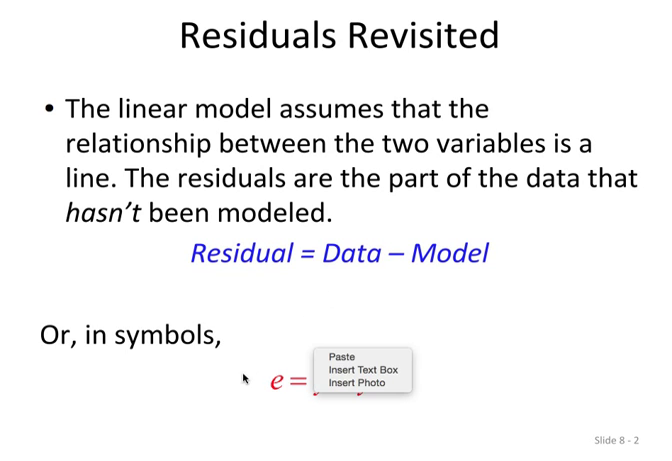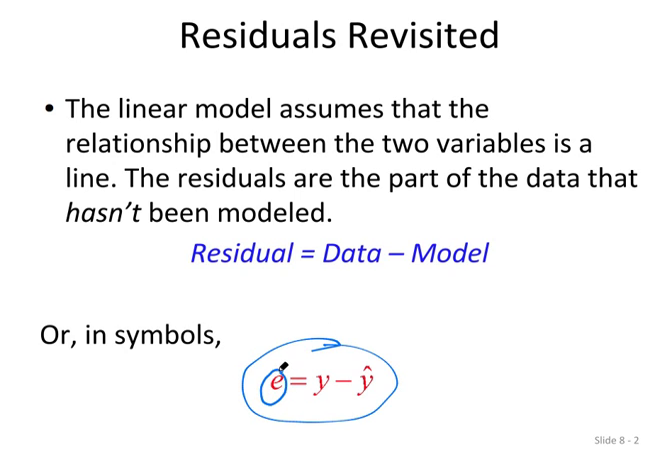Right here, this is the formula that I want you to pay attention to or focus on. A linear model assumes that the relationship is a line. Residuals are part of the data, but that's what hasn't been modeled yet. The residuals are what's not on the line. So E is the symbol that is used for the residuals. The data, those are the Y values that you're given. And then remember, these are the predicted values. The Y hat is what's on the line, the regression line, because that's the model.